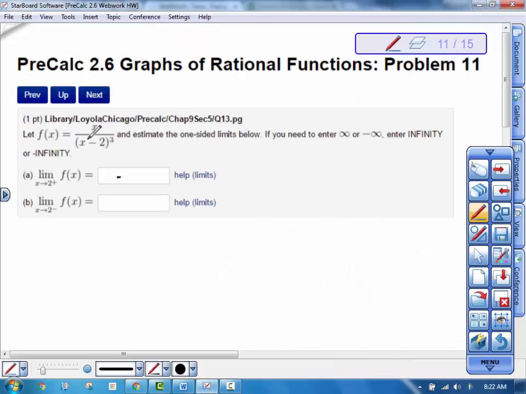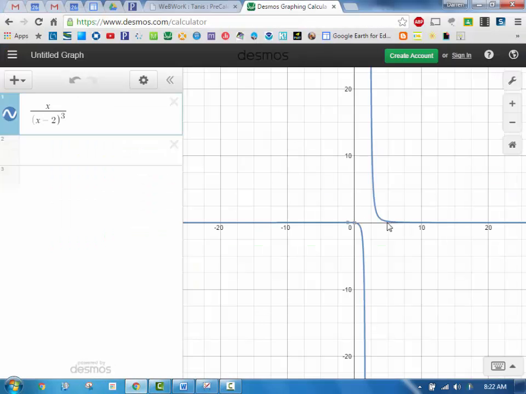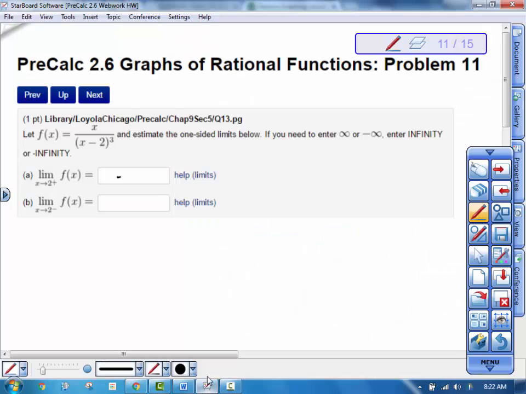All right, next problem gives us this rational function and it wants to estimate the one-sided limits. So what this is saying is basically what does the y value of the function do as we go towards 2 from the right? So if you look at that on decimals, what you see is when we go from 2 to the right, this thing goes to positive infinity. So we would say just infinity there.